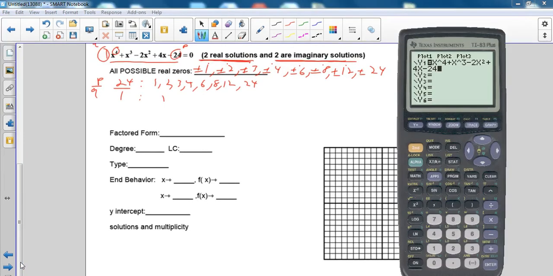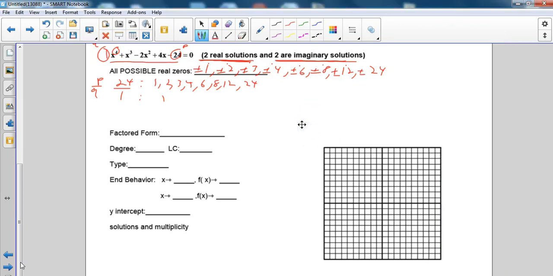So here you go. It's entered into the graphing calculator. You can either look at the table and see there's a 0 at -3, and there's a 0 at 2. You can also do that by looking at the graph, -3 and 2. So that narrows down where you want to start.